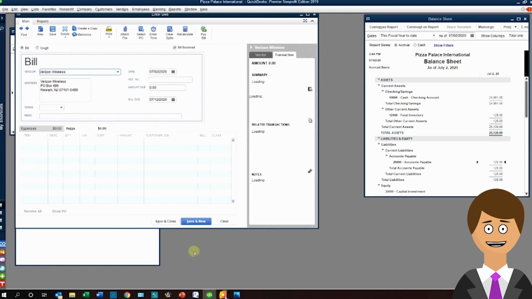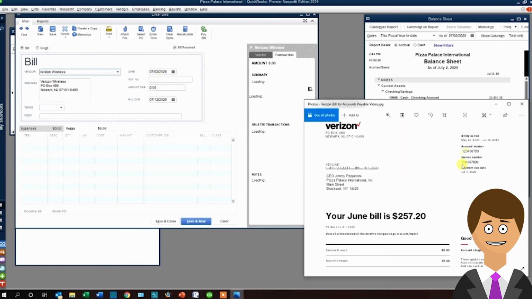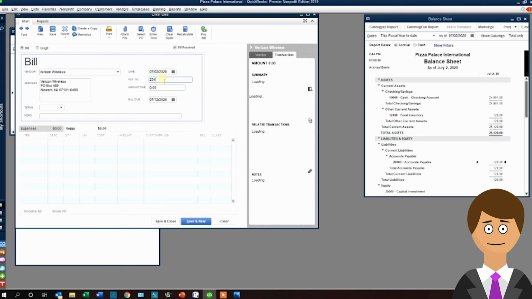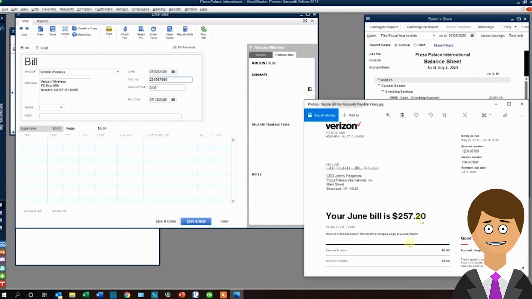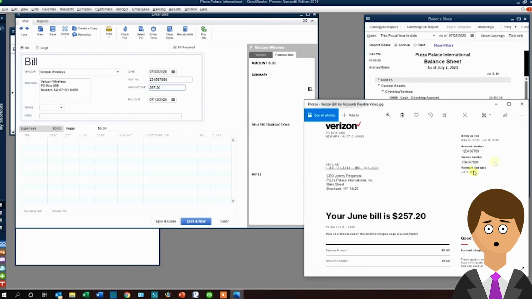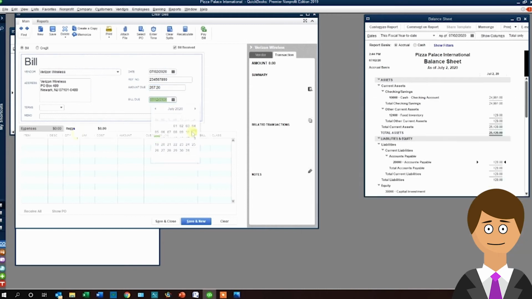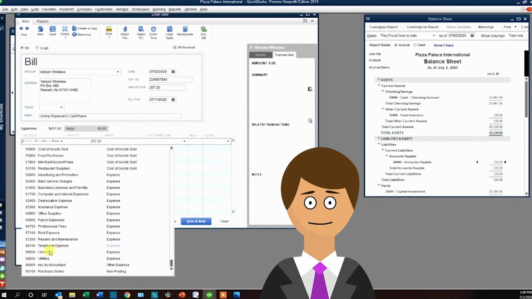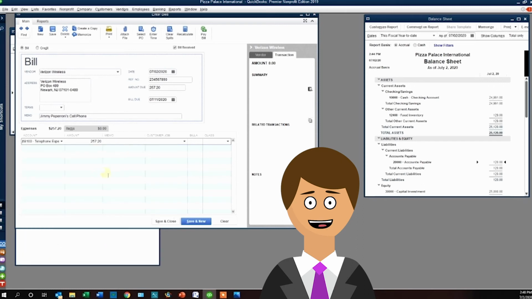The invoice number was 234567890, and the amount of the bill was $257.20. Now it says the due date is July 11th. And we can just put in there, if we wanted to, Jimmy Pepperoni's cell phone. So it is a telephone expense. So there we go. We've got our telephone expense for Jimmy Pepperoni's cell phone.